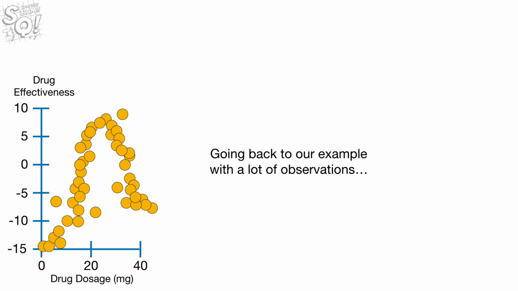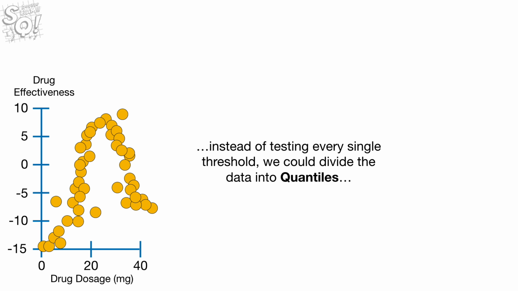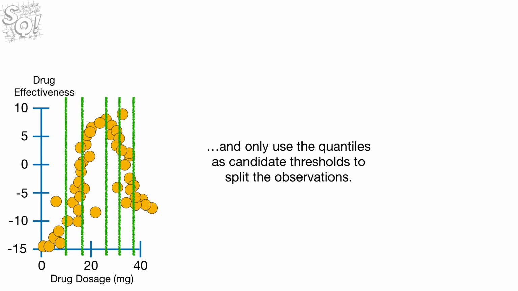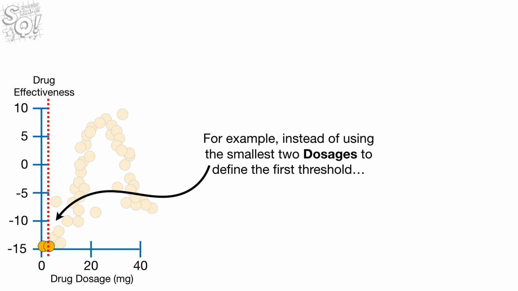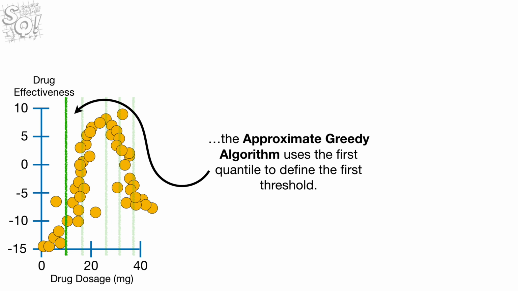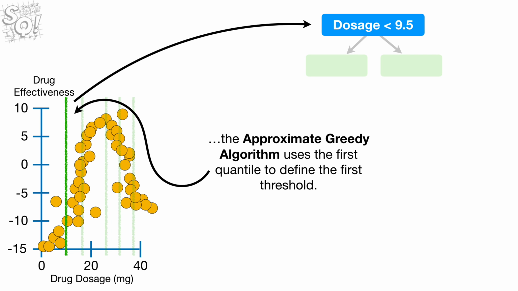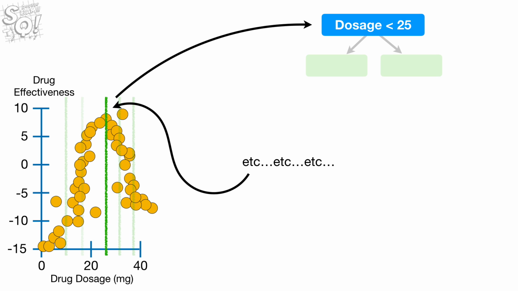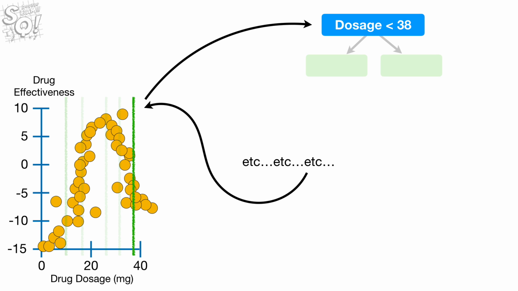Going back to our example with a lot of observations, instead of testing every single threshold, we could divide the data into quantiles and only use the quantiles as candidate thresholds to split the observations. For example, instead of using the smallest 2 dosages to define the first threshold, the Approximate Greedy Algorithm uses the first quantile to define the first threshold. And the second quantile is the second threshold that we will consider, etc., etc., etc.